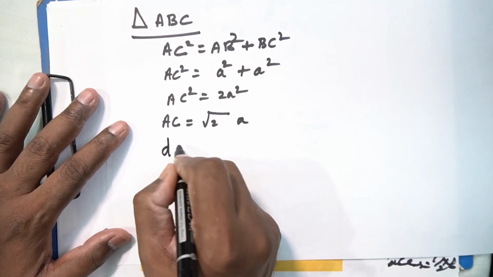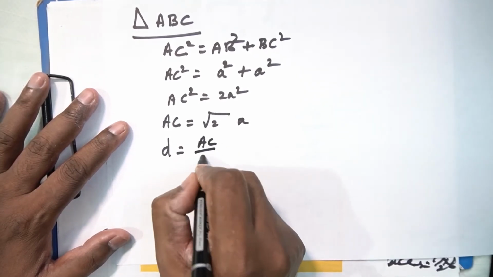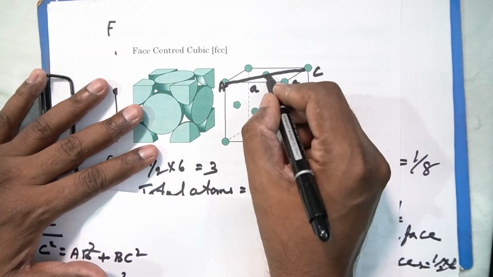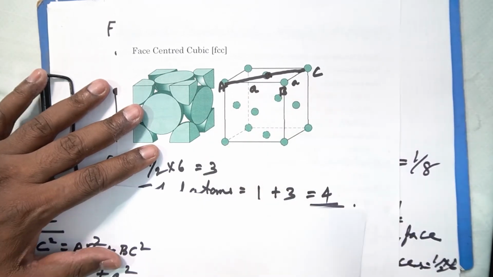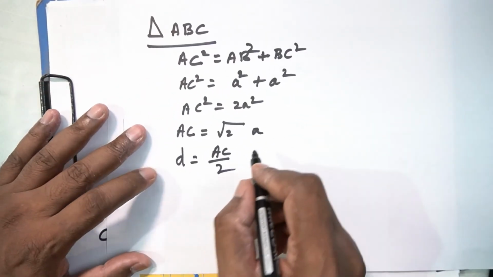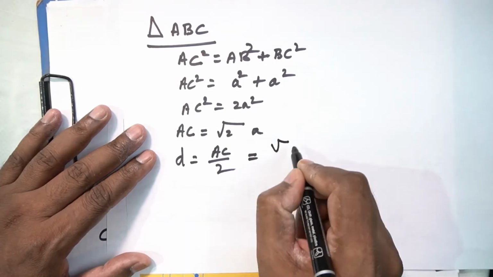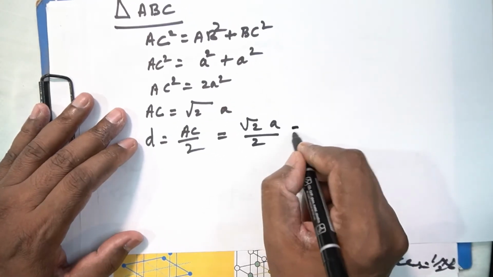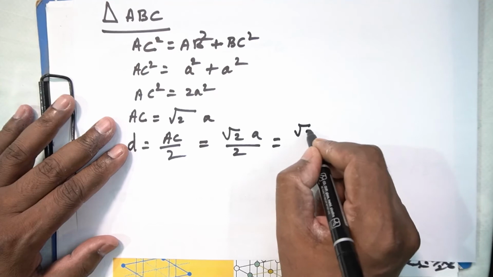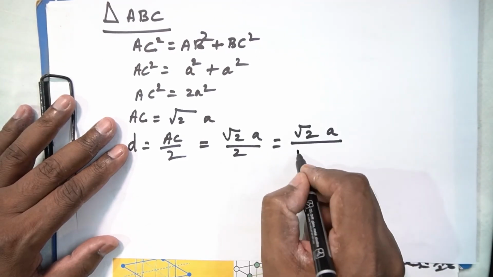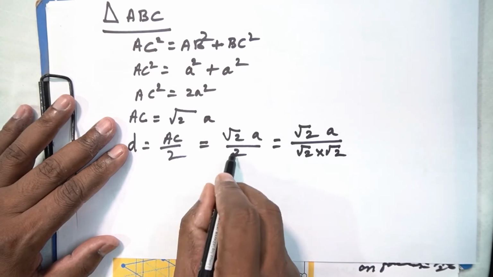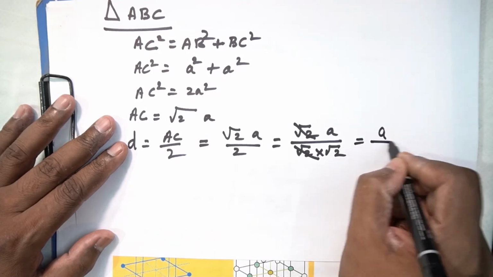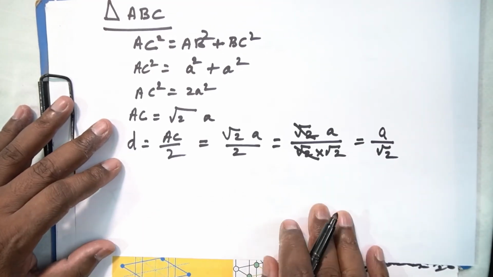Now what is D? D is equal to AC upon 2. How? The distance from A to C, the particle is in the middle, so half the distance is the interatomic distance. So d is equal to AC upon 2, that is equal to square root of 2 into A upon 2. The 2 can be written as root 2 into root 2, so the root 2 gets cancelled. So finally it becomes A upon root 2. So d is equal to A upon root 2.